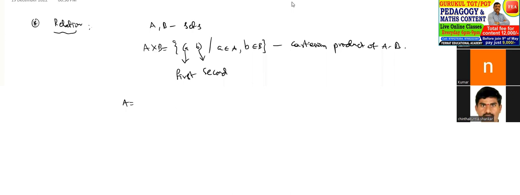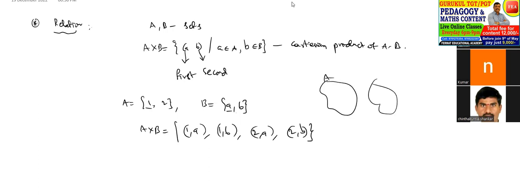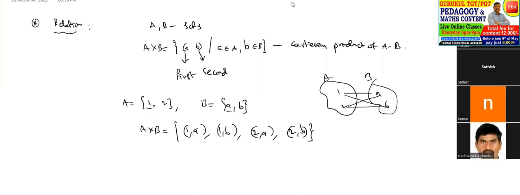For example, you can take A equals {1, 2}. Suppose you take B equals {a, b}. What is my A cross B? It is (1, a), where the first element comes from A and the second element comes from B. Next (1, b), next (2, a), (2, b). This is my set A, and this is my set B. So (1, a), (1, b), (2, a), (2, b) is nothing but my A cross B.